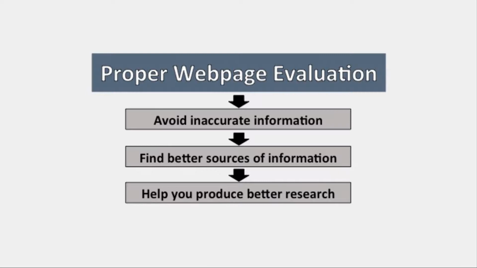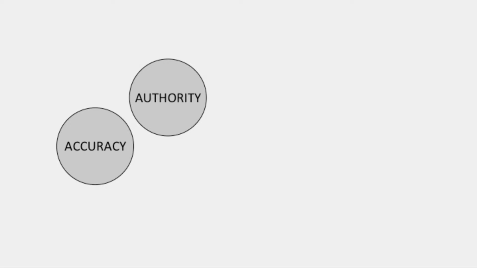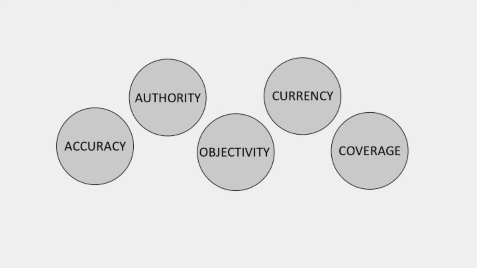papers. While searching on the web, there are 5 key points to keep in mind: accuracy, authority, objectivity, currency, and coverage. By considering these 5 points, you'll be able to research more effectively and efficiently.